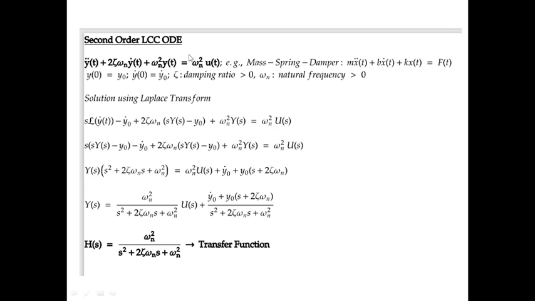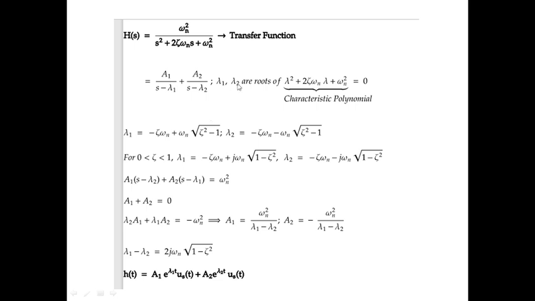So again we calculate the transfer function, which is similar to any LCC ODE. We take the coefficients, so omega n square by s square plus 2 zeta omega n s plus omega n square, and so we get the transfer function. Now to get the impulse response, we have to take the Laplace inverse of this, since the Laplace transform of impulse is 1. So we have to break this into partial fractions, and to do that we need to find the roots of this equation.